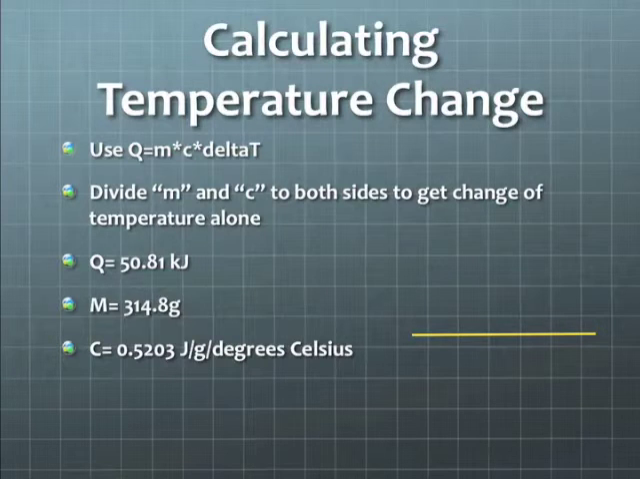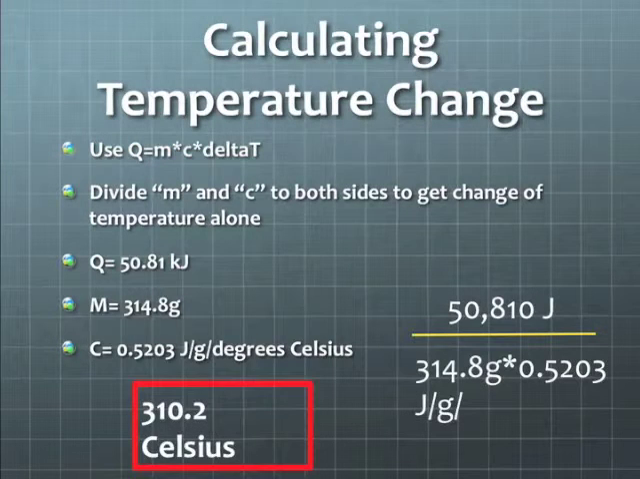The heat absorbed value is in joules because the specific heat capacity is also in joules as well. And to do this, you move the decimal in 50.81 3 decimal places to the right because kilojoules is in the thousandths unit. And I got 310.2 Celsius as the change in temperature.